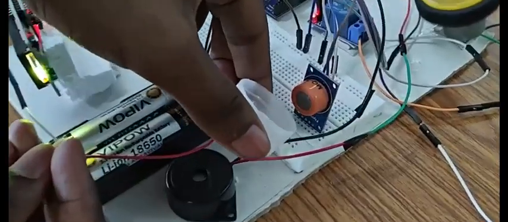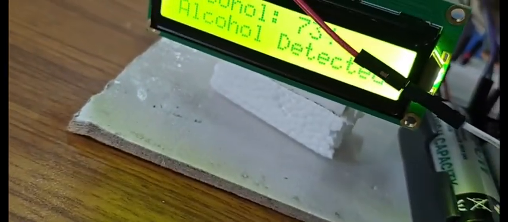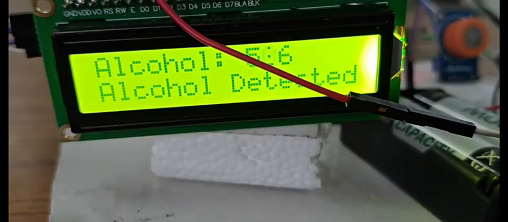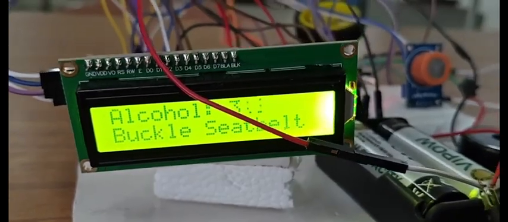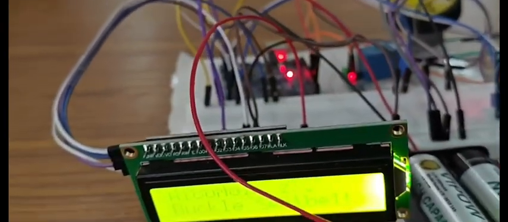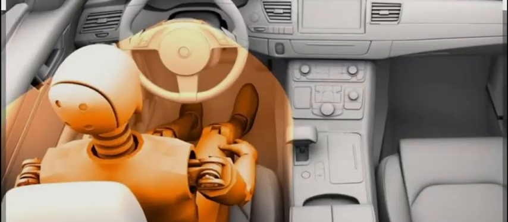Next, when alcohol is detected, especially ethanol, the motor stops immediately, the security alert is triggered, and a message is displayed: alcohol detected, along with its level. When the alcohol level is above the threshold, it shows the warning alcohol detected. When the alcohol level reduces, the system stops the alert. This can be placed in the steering wheel to easily check the presence of alcohol in the driver's breath.